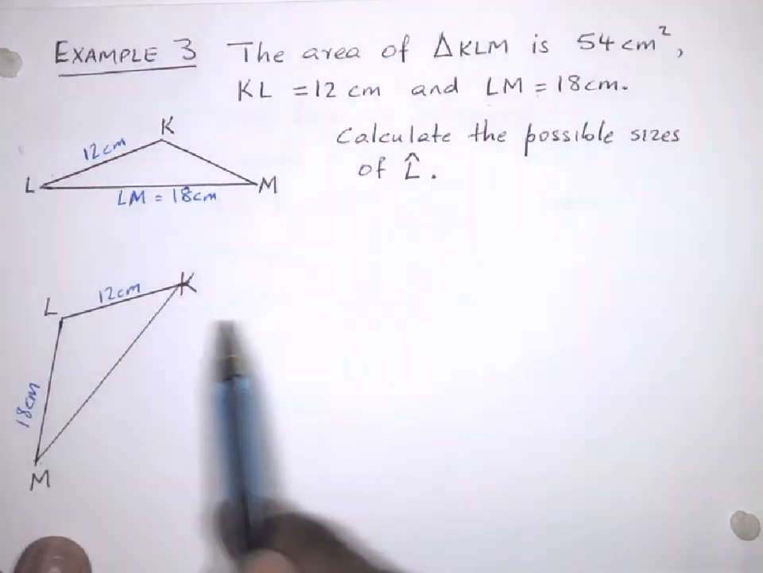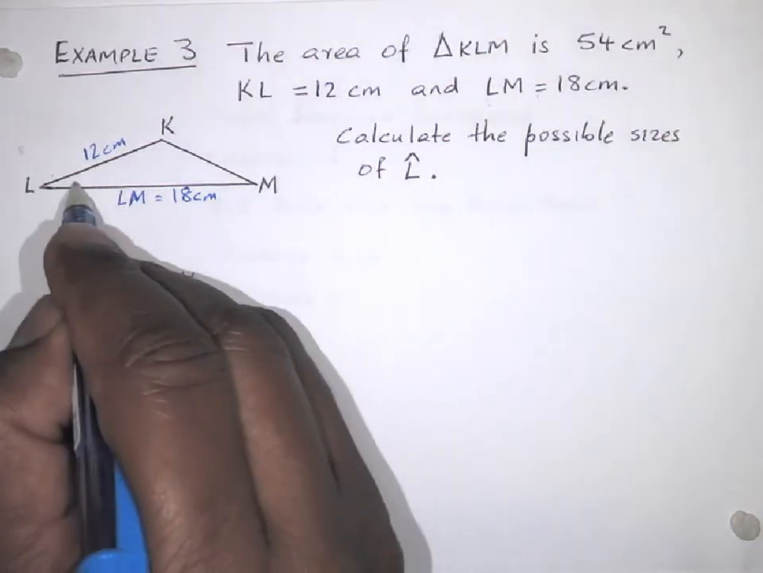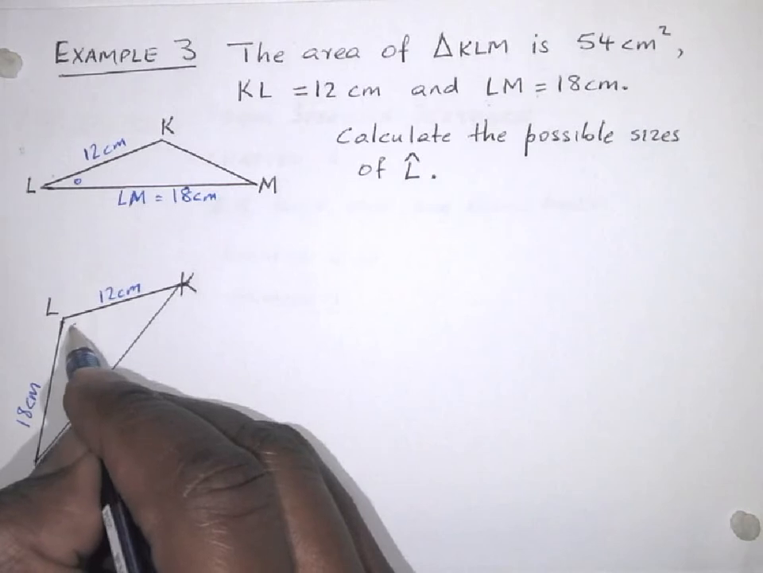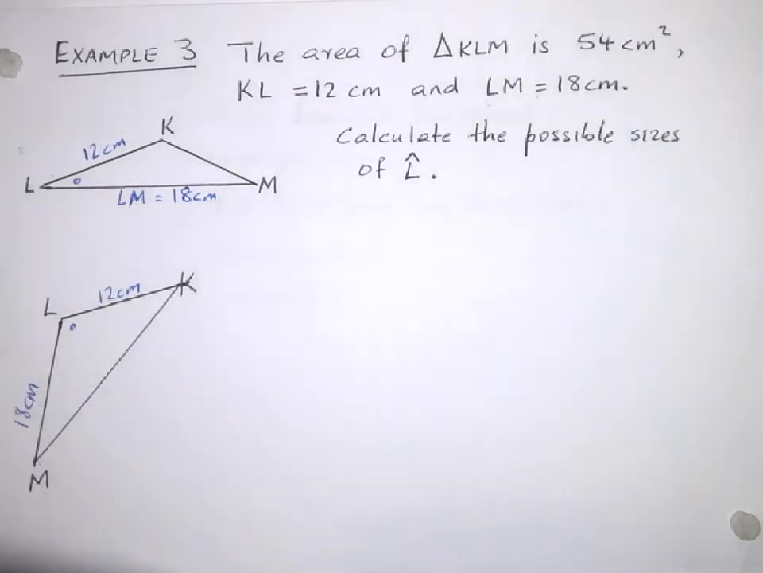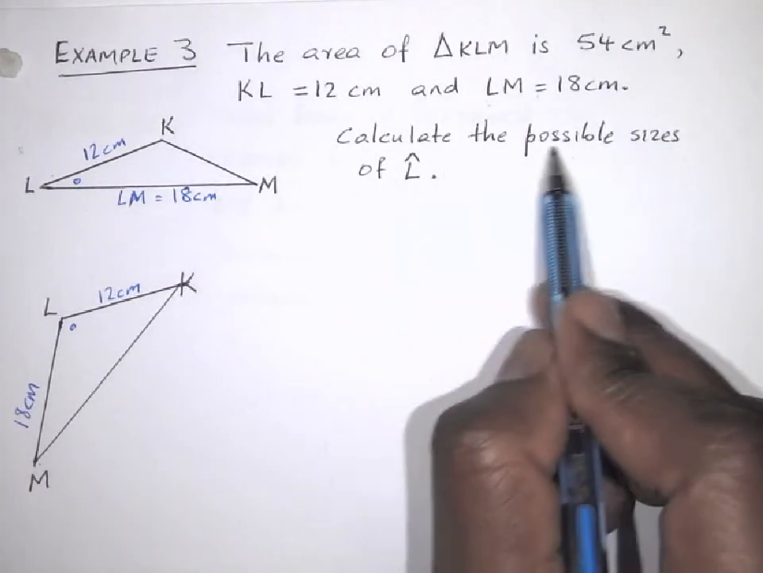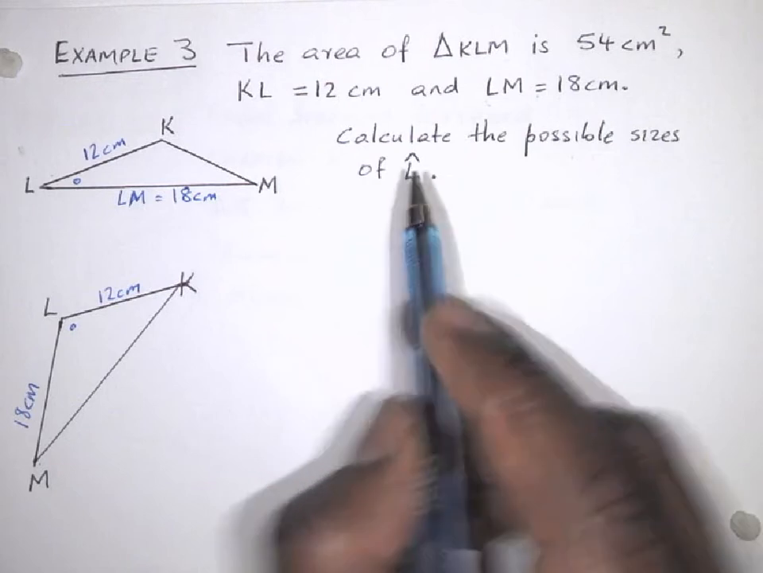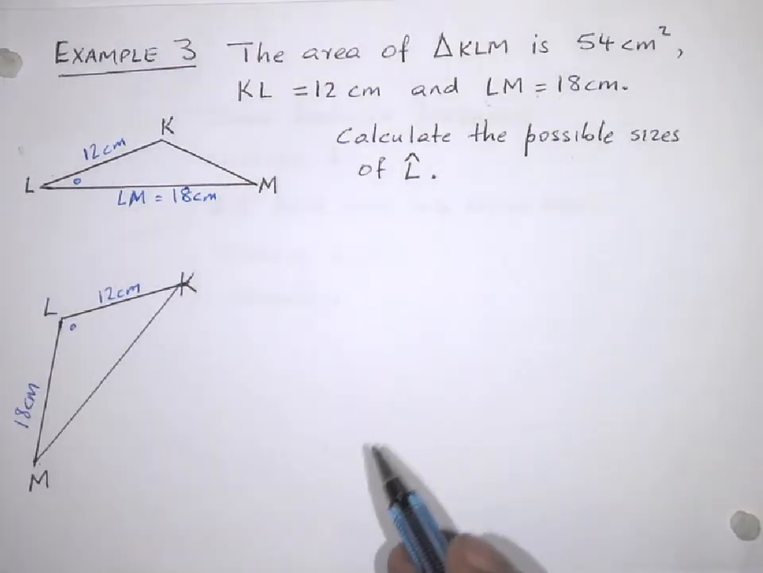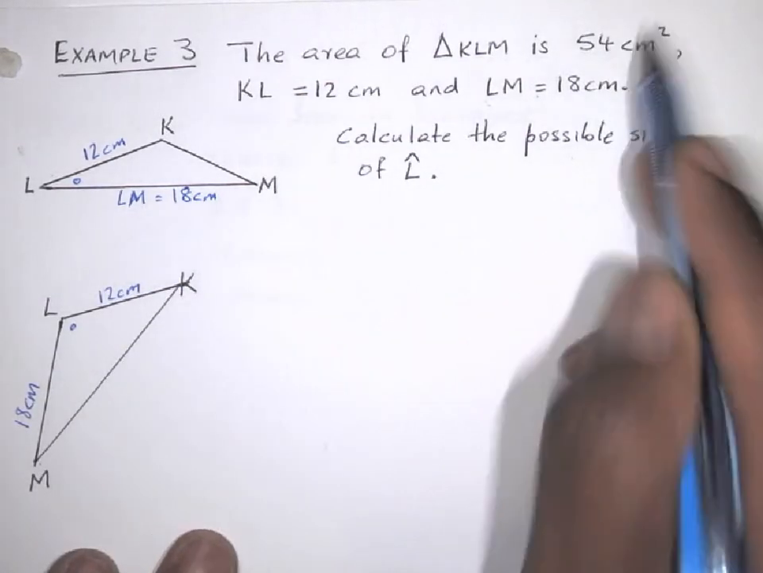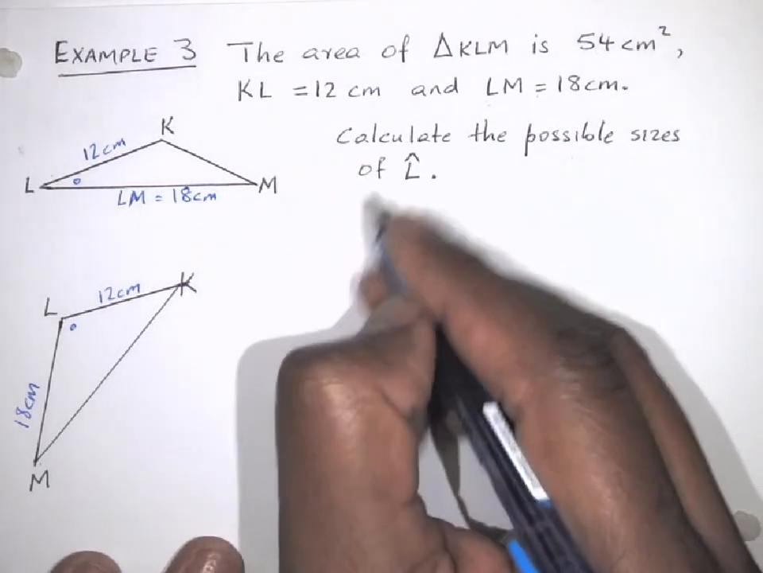And now we want to find the size of the angle, and you can see it's an included angle and also it's an included angle over there. So we need two possible answers for angle L. All right, so what do we know? We know that the area is 54. Now let's try and see what you get.